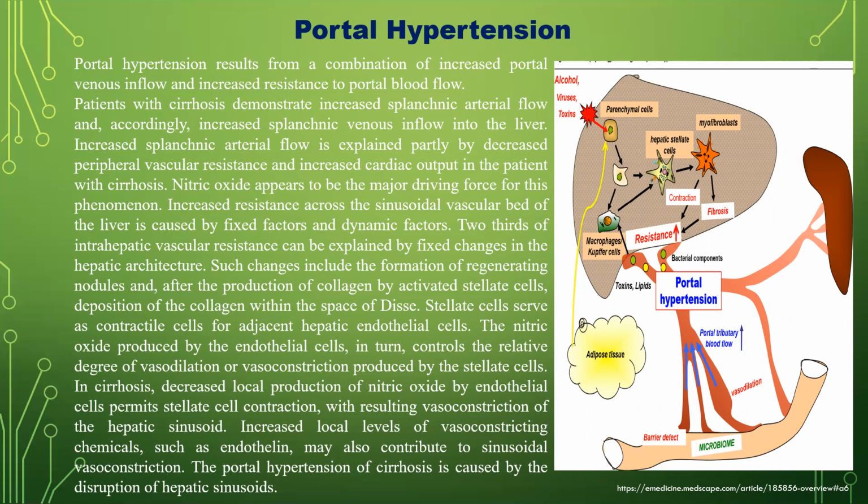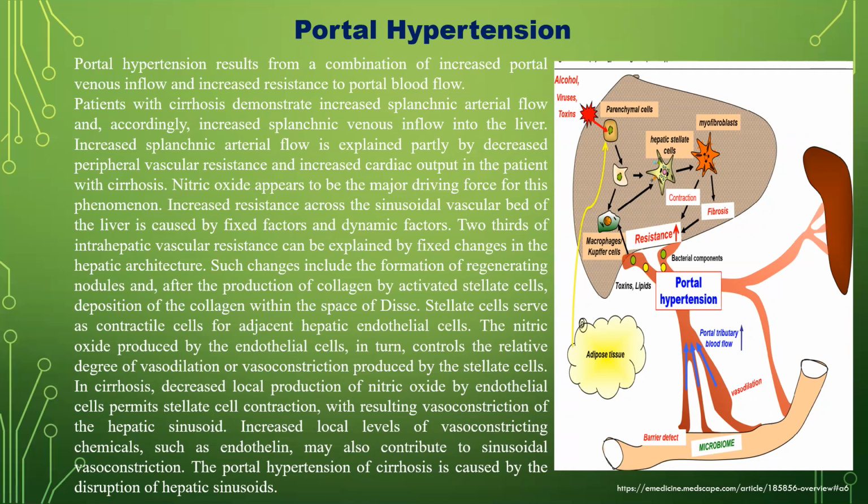Increased resistance across the sinusoidal vascular bed of the liver is caused by fixed factors and dynamic factors. Two-thirds of the intrahepatic vascular resistance can be explained by fixed changes in the hepatic architecture. Such changes include the formation of regenerating nodules and, after the production of collagen by activated stellate cells, deposition of the collagen within the space of Disse. Stellate cells serve as contractile cells for adjacent hepatic endothelial cells.